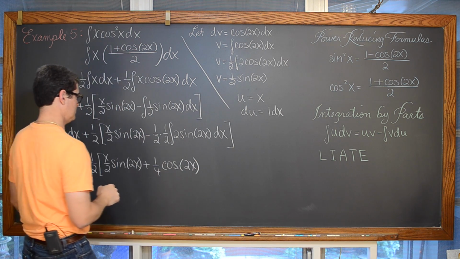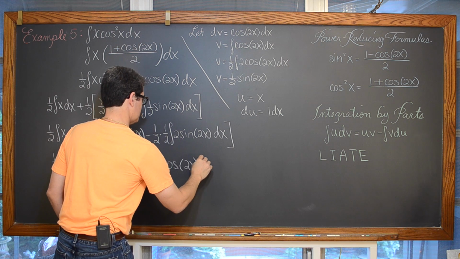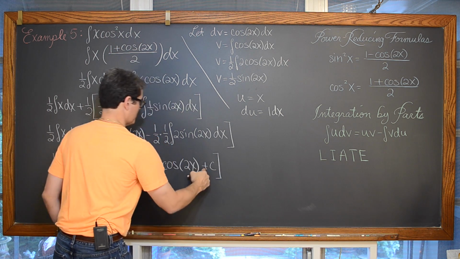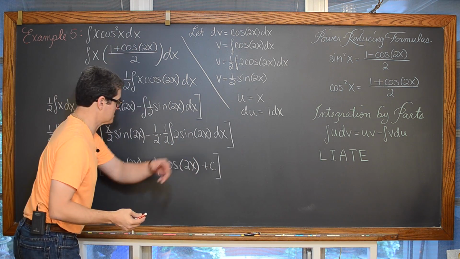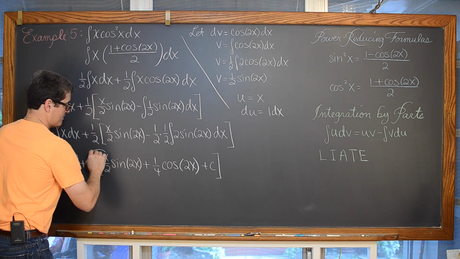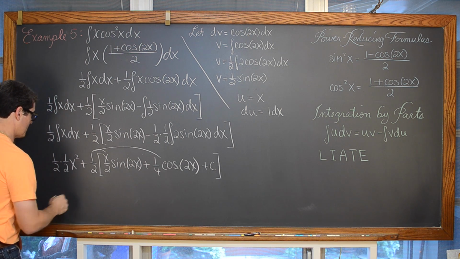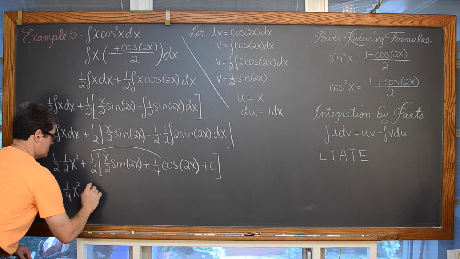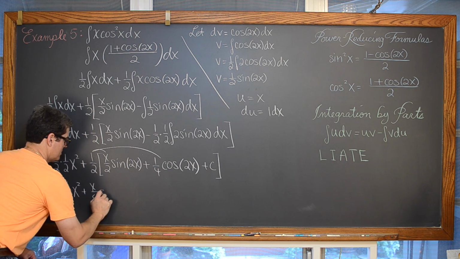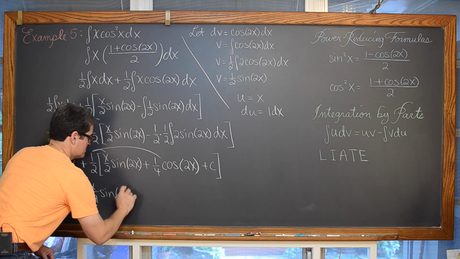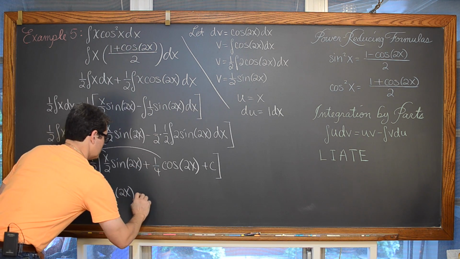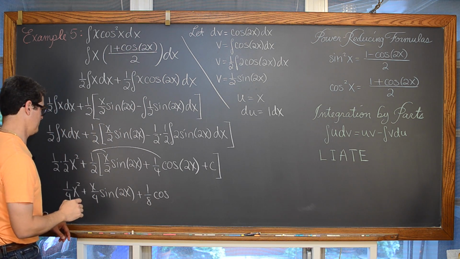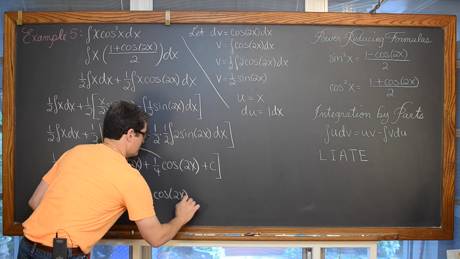of 2x. And now I'm going to put my constant of integration in here. I could put it here or outside. Probably better just to put it outside, because when I multiply by 1/2, I'm just going to make another unknown constant. And our final answer is going to be 1/4 x squared plus x over 4 sine of 2x, and then plus 1/8 cosine of 2x plus c.